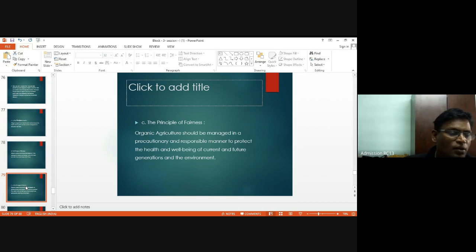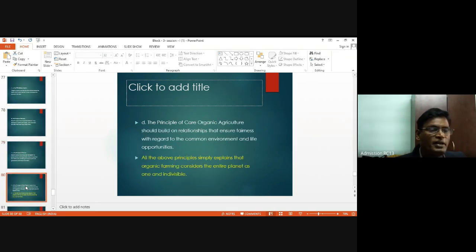The principle of care: organic agriculture should be managed in a precautionary and responsible manner to protect the health and well-being of current and future generations and the environment. That is the value of organic farming, to cause minimal damage to organisms. And the principle of fairness: organic agriculture should build relationships that ensure fairness with regard to the common environment and life opportunities.